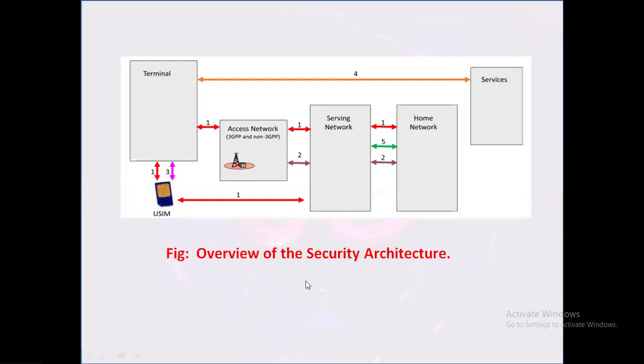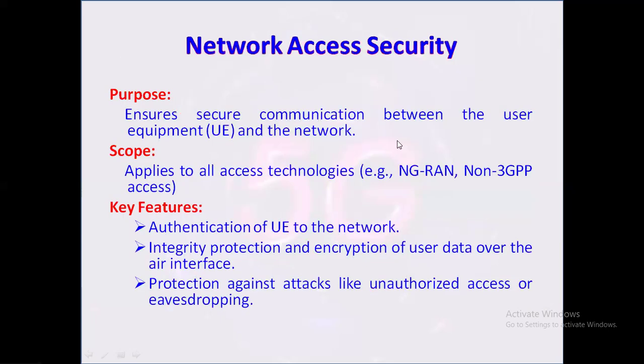And this is the overview of the security architecture. We have the terminal and services, and the access network. The access network is 3GPP and non 3GPP. And here you have the serving network, and this is the home network. We'll see the different domains one by one. First one is the network access security.